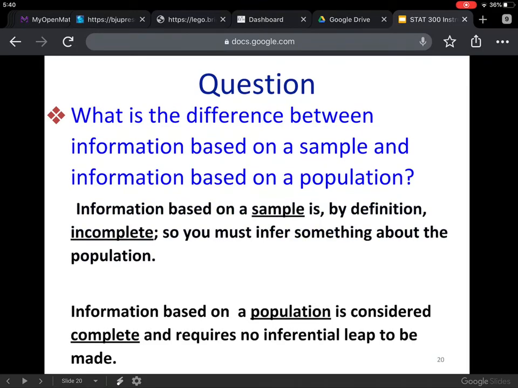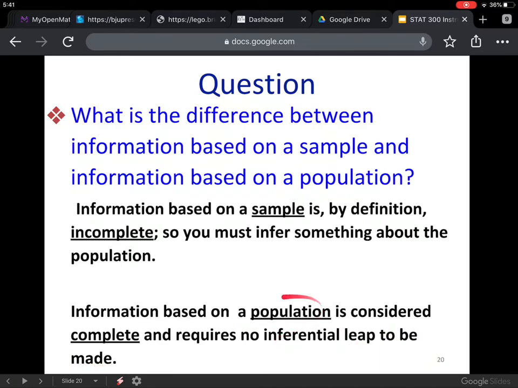Information based on a sample is, by definition, incomplete. It's incomplete because you're taking a sample from the population. You're not taking the population as a whole, right? So you must infer something about the population from the sample. Information based on the population is considered complete because it requires no inferential leap to be made.